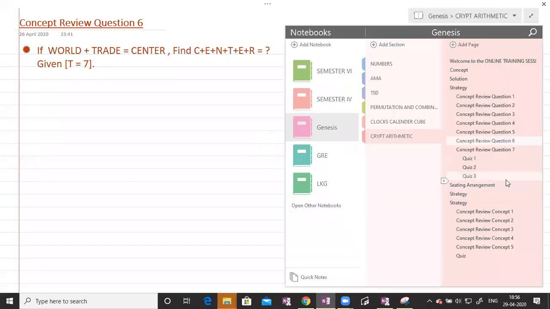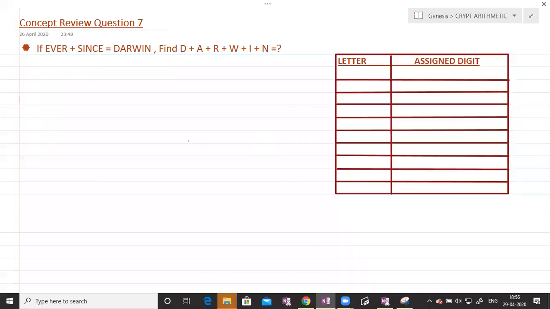That is very, very simple. This is also simple, and this is the 7th one. EVER plus SINCE is equal to DARWIN. Find DARWIN. In this case also it is very simple. D must be 1, if you know this. A must be 0, right? You will understand. So try this one also.